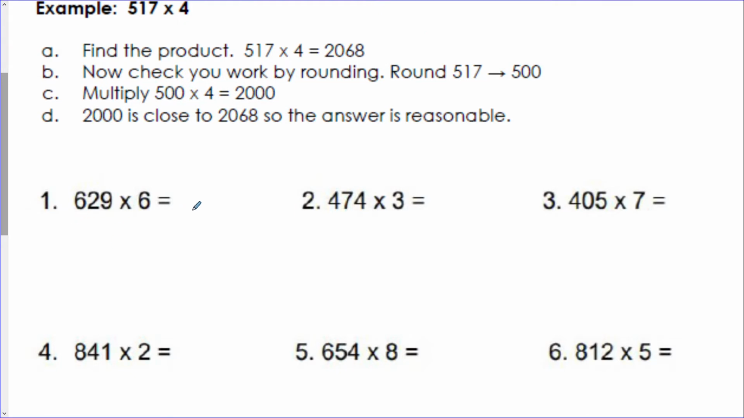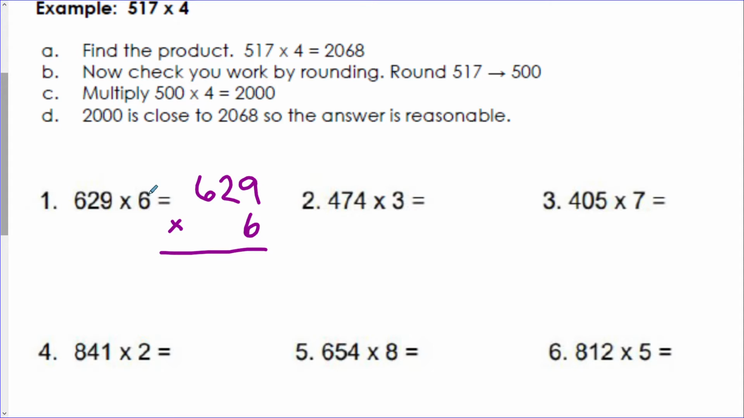So again, when I do these, I don't go horizontal. That's not going to work for me. So I'm going to change this to vertical. So I have 629 times 6. Now, these are the type of problems, boys and girls, you're going to start getting in 4th grade. So it's really important that you take some time every day to memorize those math facts to make this easier and a little bit faster.